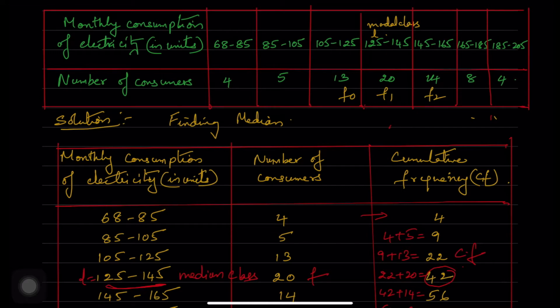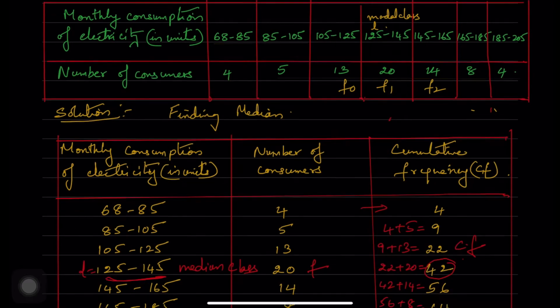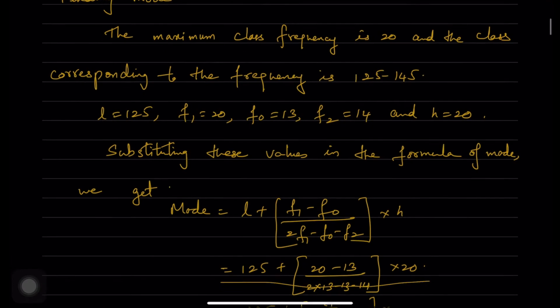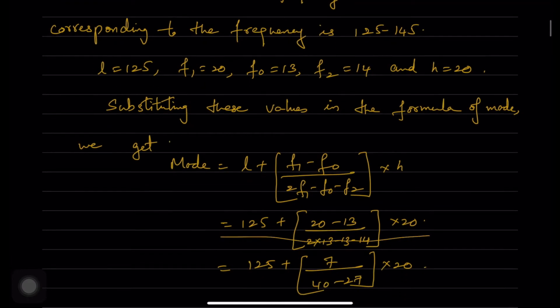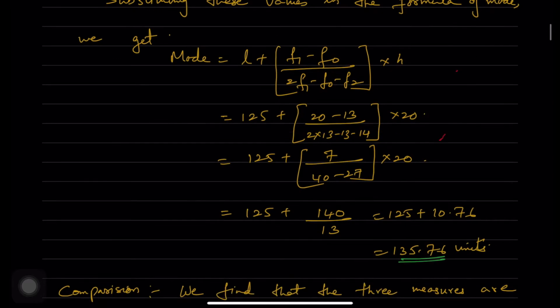So here the modal class is 125 to 145 and the lower limit is taken as L. H is nothing but here 20. So according to the formula of mode, we have mode is equal to L plus F1 minus F0 divided by 2 into F1 minus F0 minus F2 into H. So here you are going to get 125 plus 20 minus 13 by 2 into 20 minus 13 minus 14 into 20. So you are getting 125 plus 140 by 13, which is equal to 125 plus 10.76, which is 135.76.